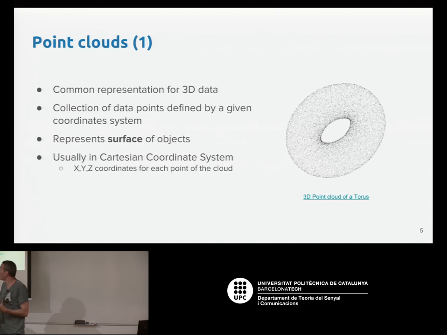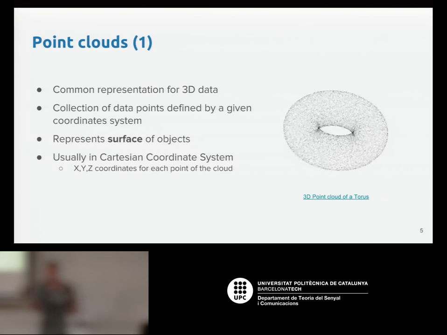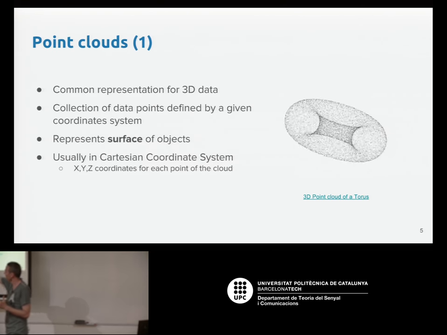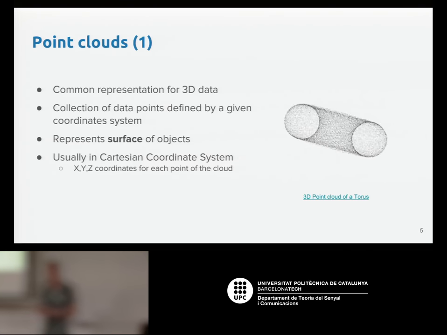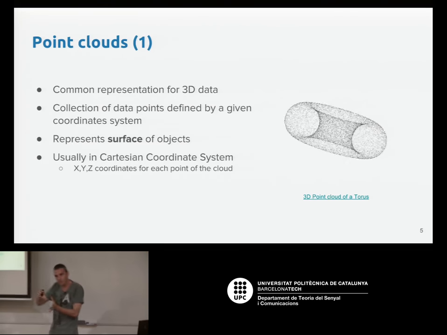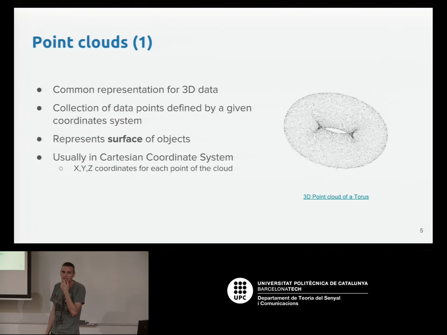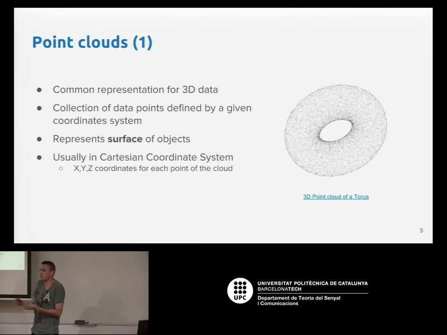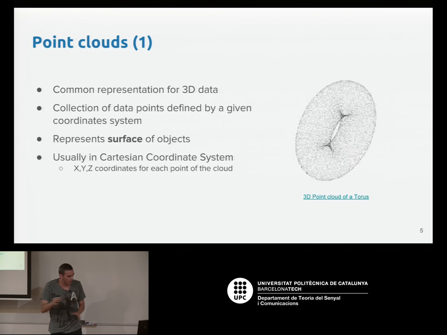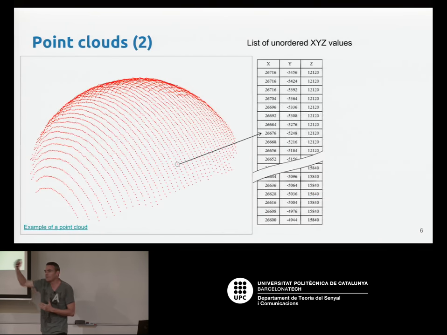So then, a point cloud is a common representation of a 3D structure of a scene. A point cloud is a collection of data points given on a coordinate system. They usually represent the surface of objects. You can have it represented here. And mainly they use the Cartesian coordinate system. So if you think of the Cartesian coordinate system, at the end a point cloud is just a list of unordered x, y, z values. For each of the points in this point cloud, you have the x, y, and z coordinates defined, defining the location of that point in your room, in your space.